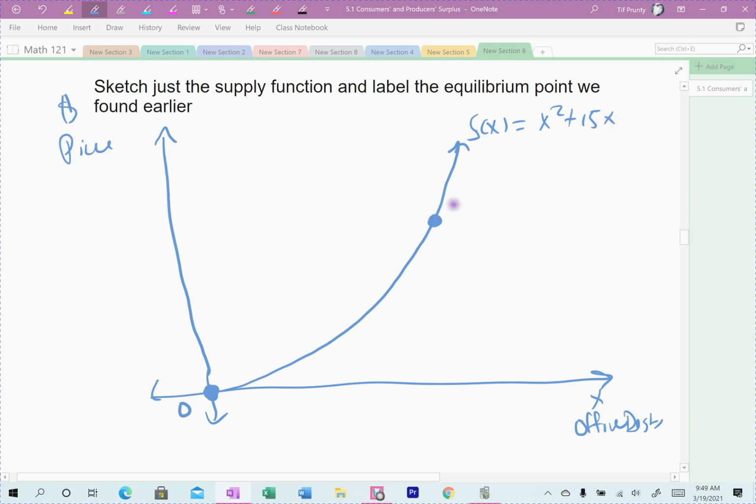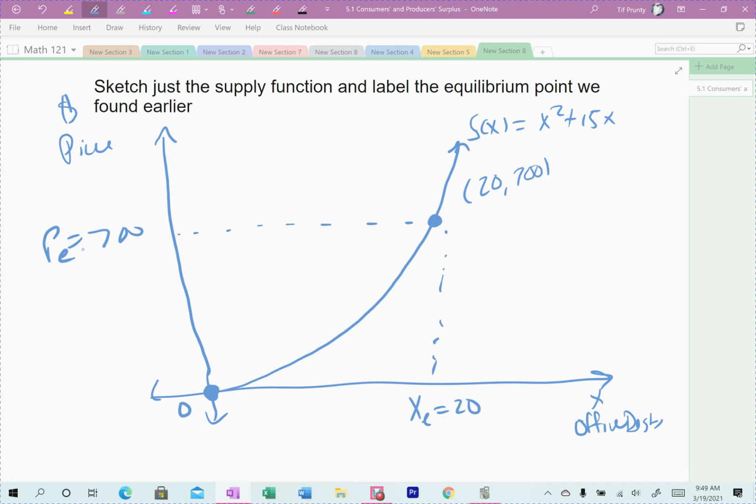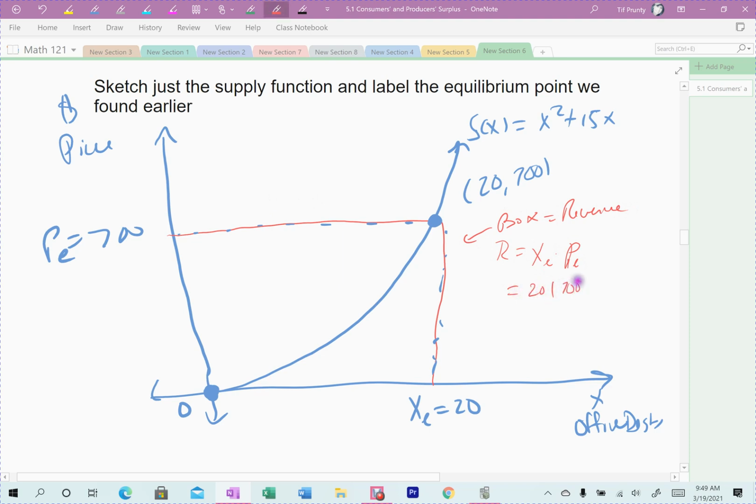Then I'm going to mark off the equilibrium point, which was somewhere around here. They'll sell 20 desks when the price is set at 700. That's the equilibrium price, and that's the equilibrium point on my supply equation. Remember, this dotted line I drew is the same rectangle as in the previous problem. This box equals the revenue generated from sales: the equilibrium quantity times the equilibrium price. In this case, it was 20 times 700, which equaled 14,000. That's what the producers get. They sell 20 desks at a price of 700, generating exactly $14,000 in sales. That's the rectangular area.